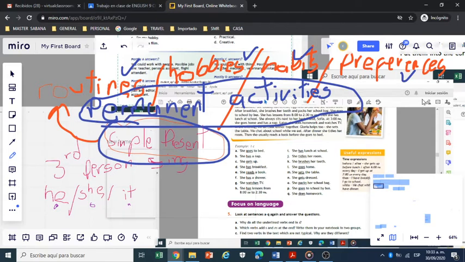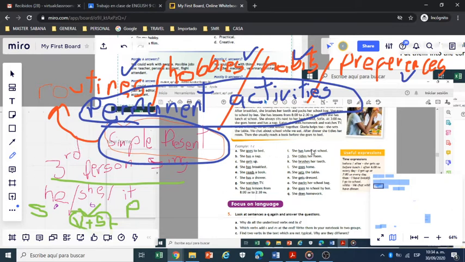Okay, the structure of simple present. What is the structure of simple present? As you know, the structure of the sentences is subject, verb, and predicate. But what happens with the verb in third person singular? The verb must be plus the S, the letter S. Subject, the verb plus S, and predicate, in third person singular.